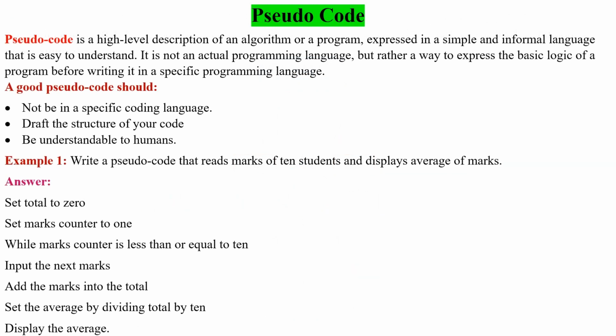Pseudocode is a high-level description of an algorithm or a program, expressed in a simple and informal language that is easy to understand. It is not an actual programming language, but rather a way to express the basic logic of a program before writing it in a specific programming language.